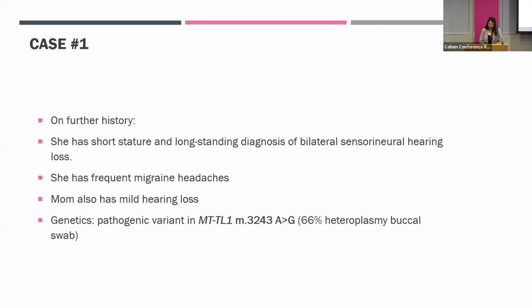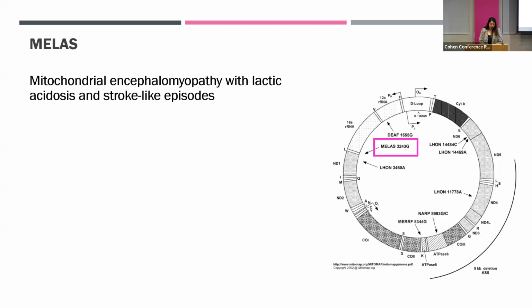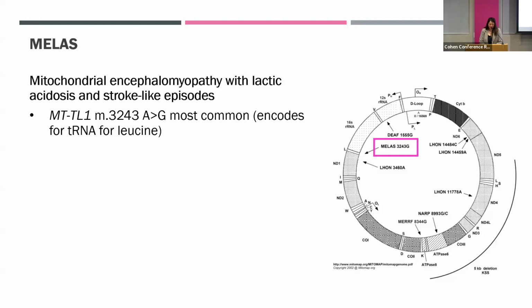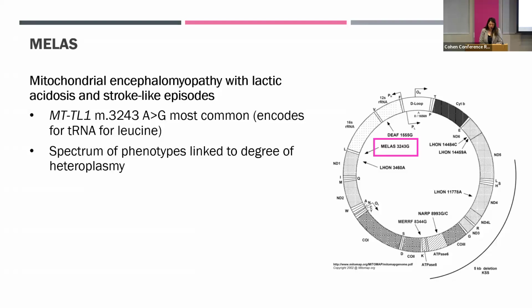with a 3243A>G mutation. So this is MELAS, which stands for mitochondrial encephalomyopathy with lactic acidosis and stroke-like episodes. So we call it MELAS for short. If you know what it stands for, though, it tells you exactly what these patients present with. So the 3243 variant is the most common, but there are a couple of other mtDNA mutations that also cause the MELAS phenotype. The spectrum of the phenotypes that present is linked to the degree of heteroplasmy.